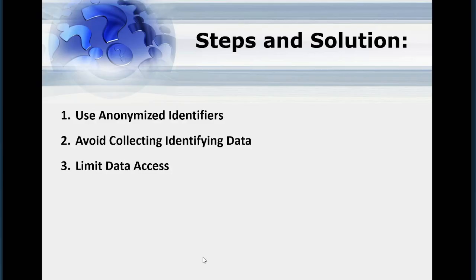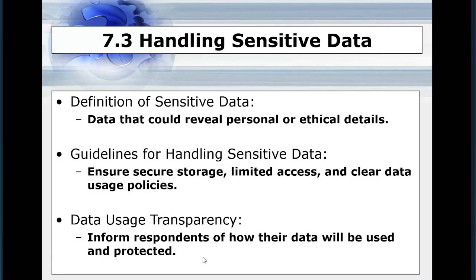Ensuring anonymity protects respondent privacy, encouraging honest responses, and compliance with data protection standards. Handling sensitive data. Sensitive data in research can include personal information, financial details, or opinions on ethical matters. Handling such data responsibly is essential for maintaining research integrity and protecting participants.